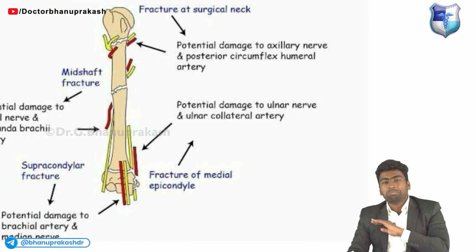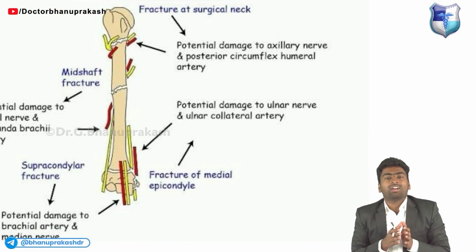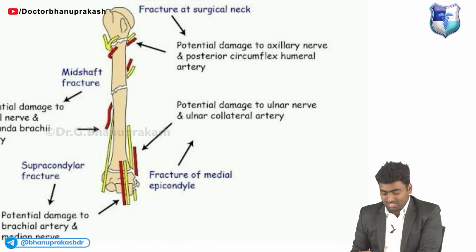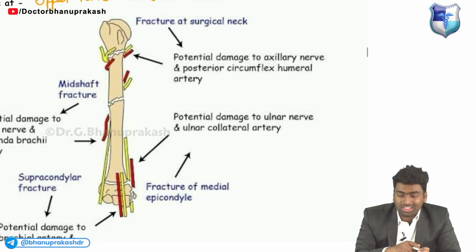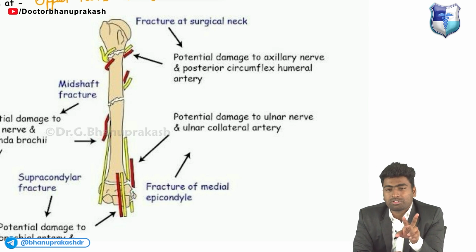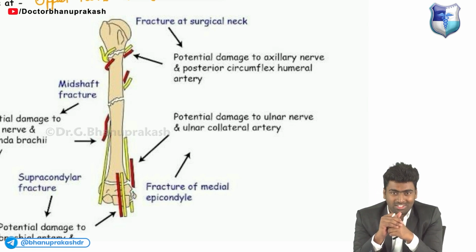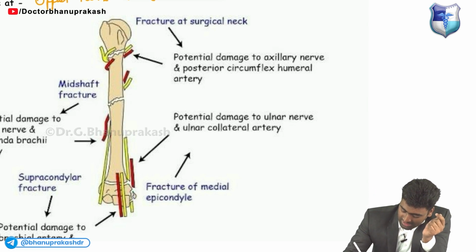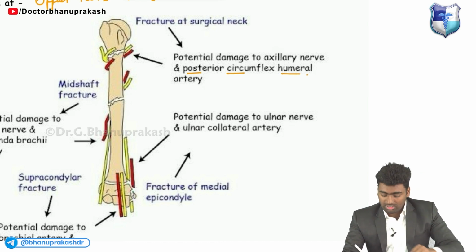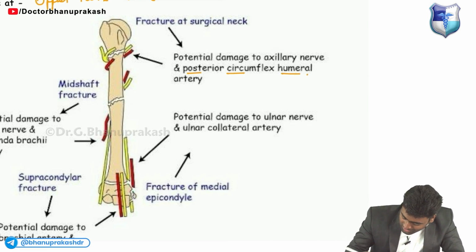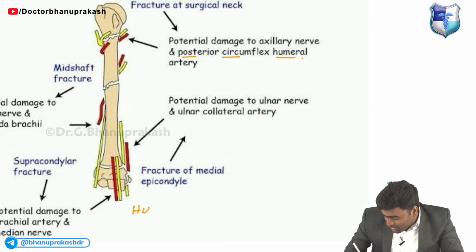One of the most important pictures from anatomy and orthopedics. If you see this first point, there will be a few arteries and nerves in relation to the humerus. The first artery which we need to see is this posterior circumflex humeral artery. So we know this is the humerus bone. If you don't know, just remember it is the humerus bone.